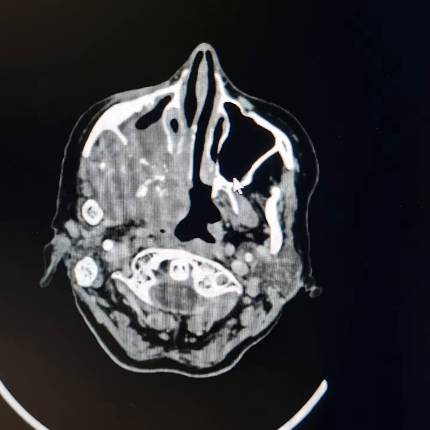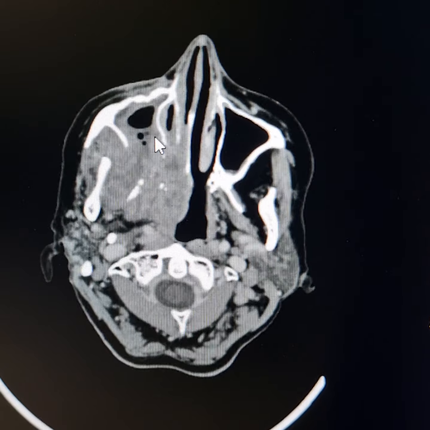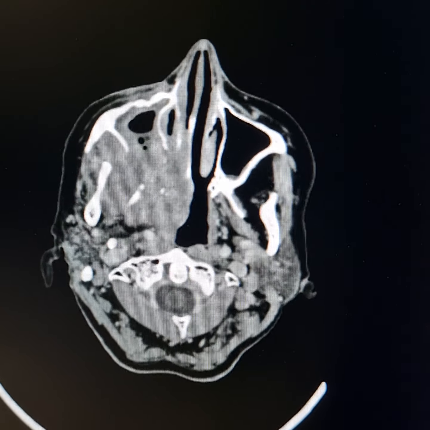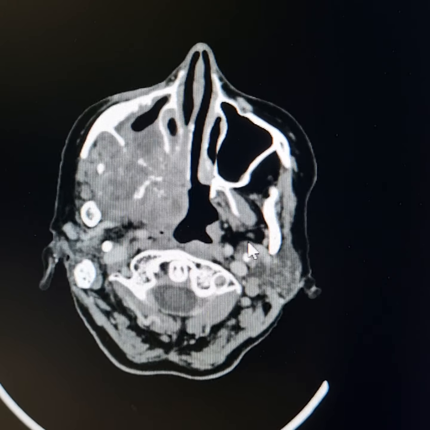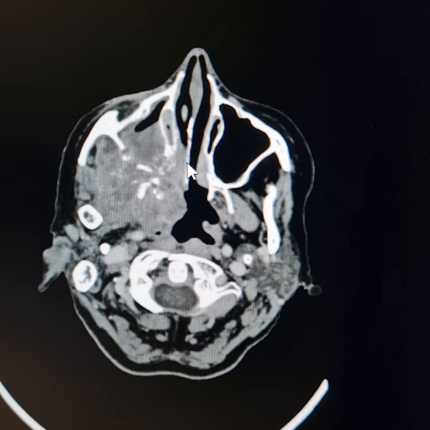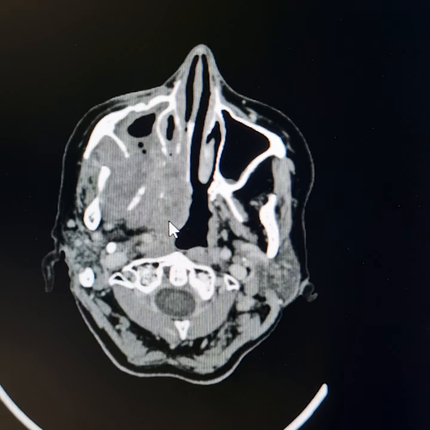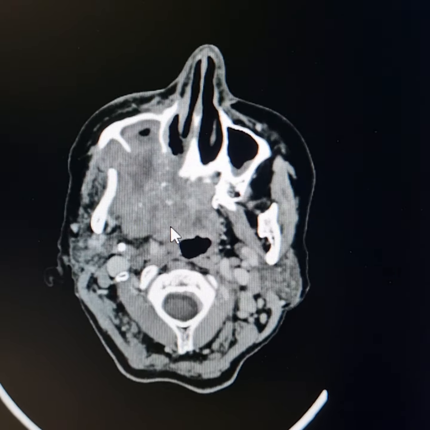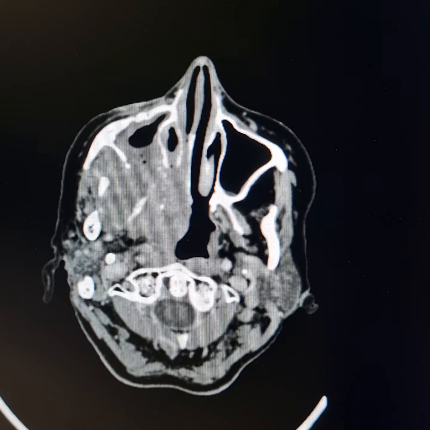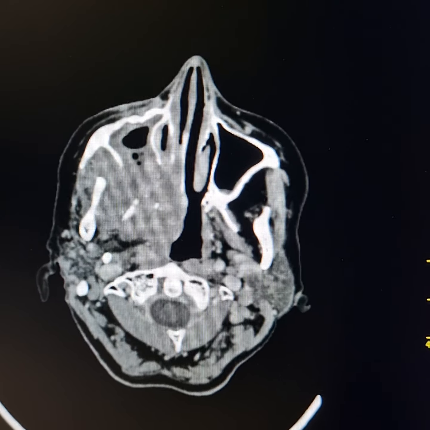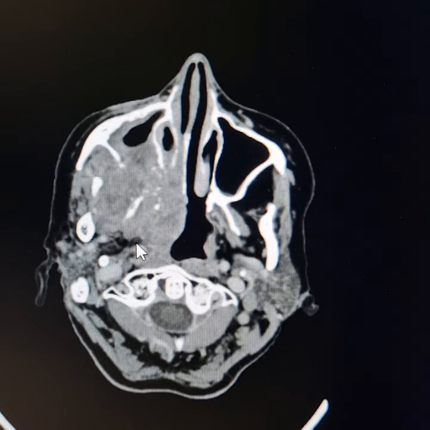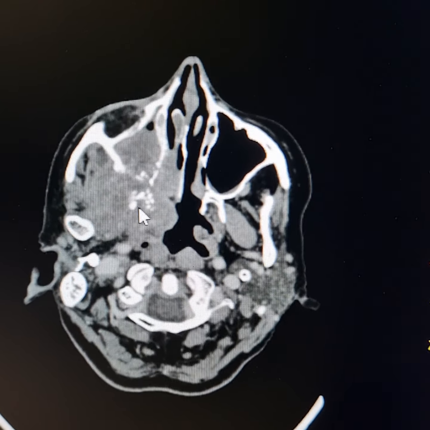For example, in this particular case, there is a mass lesion here which has involved the posterior part of the right maxillary sinus and right infratemporal fossa. It extends into the right half of the nasal cavity. The mass has infiltrated the right lateral wall of the nasopharynx and extends into the medial part of the nasopharynx as well. On the right side, it extends posteriorly into the right parapharyngeal space.